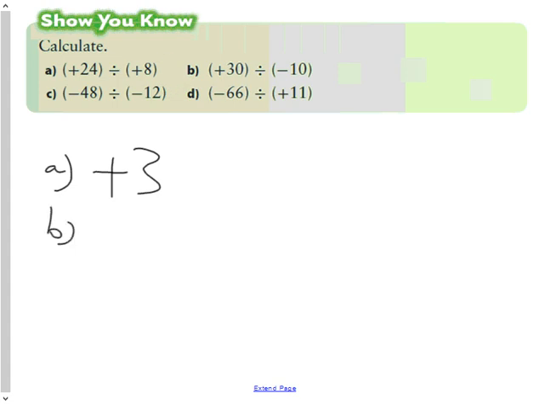With B, if I think about what is 30 divided by 10, that's 3. And this is the opposite signs, or different signs, which would mean a negative quotient. So positive 30 divided by negative 10 is negative 3.